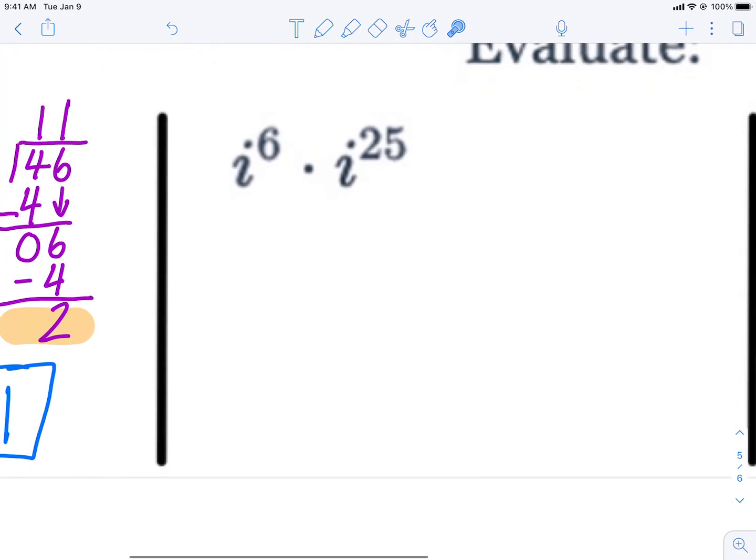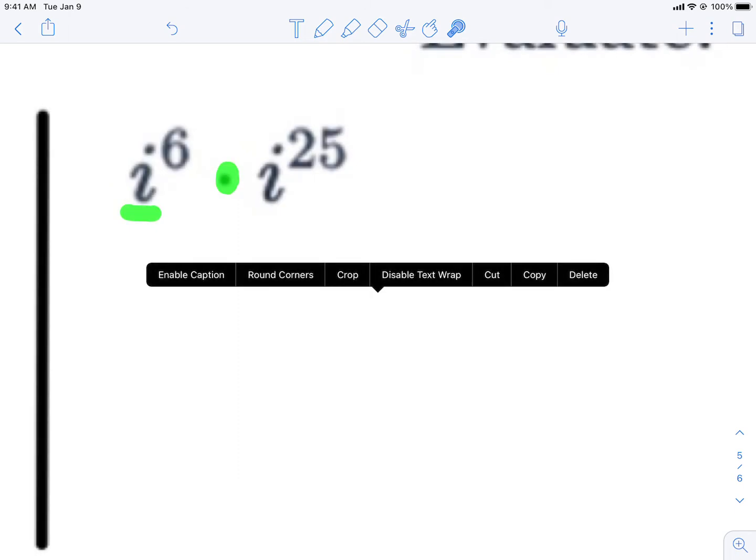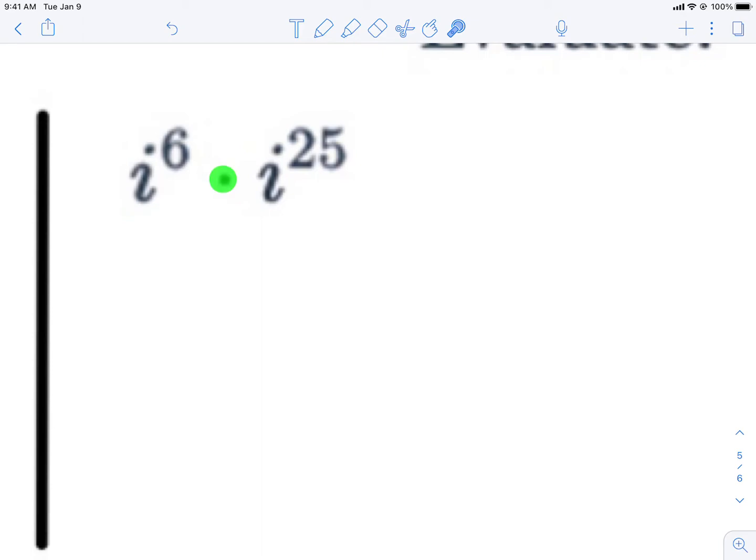So, let's do the second example. So here you see, I see 2 i's. I to the 6 and I to the 25. So we will remember that when we multiply and the 2 bases are the same, meaning the i's are the same, that means that I can add 6 plus 25. So 6 plus 25 gives me I to the 31.